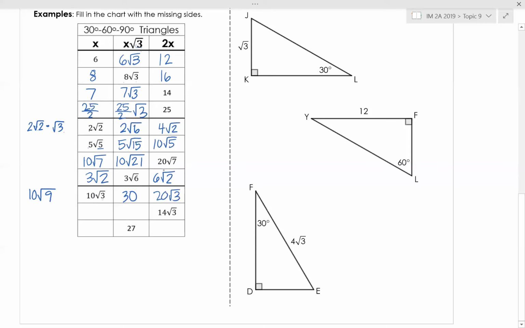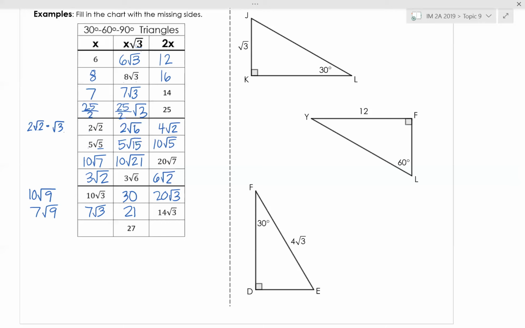So then for the next one, if I'm given the hypotenuse is 14 radical 3, and I divide the 14 by 2, that's going to give me 7 radical 3 as x. And then if I multiply that by radical 3, that's going to give me 7 radical 9. So 7 times 3 is 21. So that set is going to be 7 radical 3, 21, and 14 radical 3.